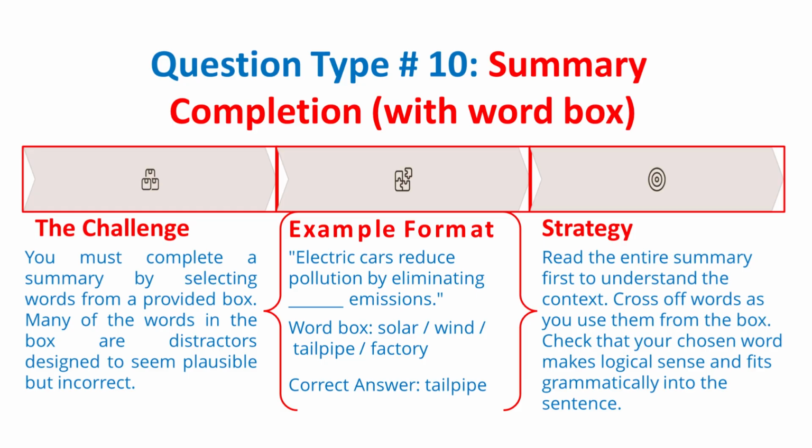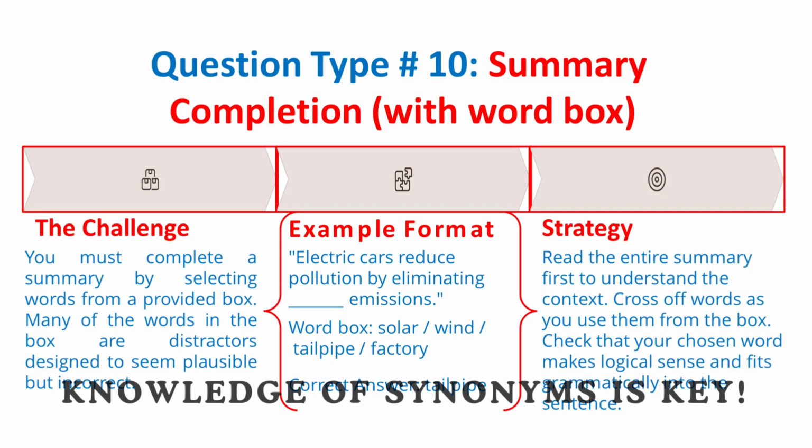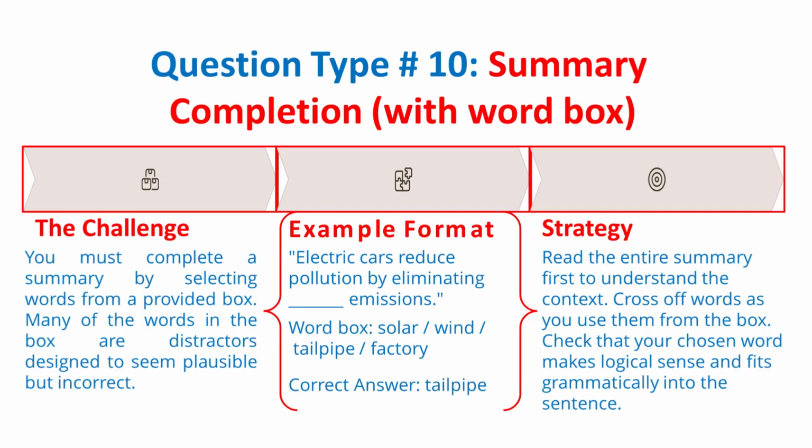The 5th moderately difficult question which I had listed here is summary completion question with a word box with options. It's a little bit more challenging than the summary completion question without words because you must complete a summary by selecting the words from the provided box. So knowledge of synonyms is important here. Reading the summary, however, before going to the text can be again more helpful than going to the text straight away. Let's now discuss the remaining 5 easiest question types.